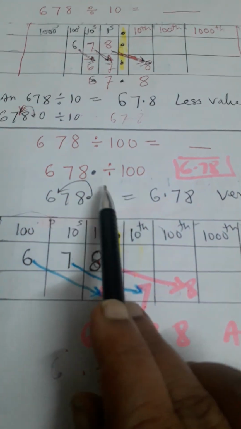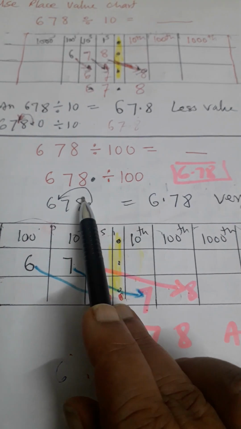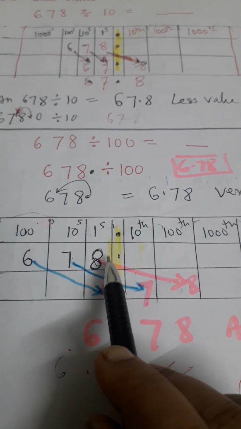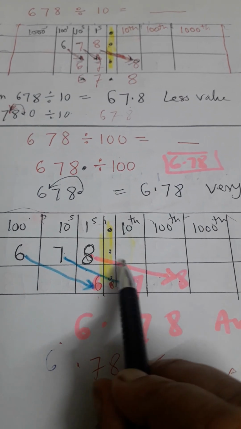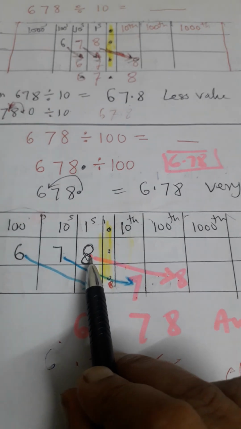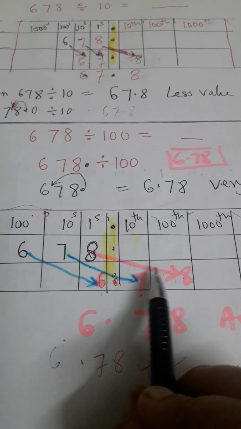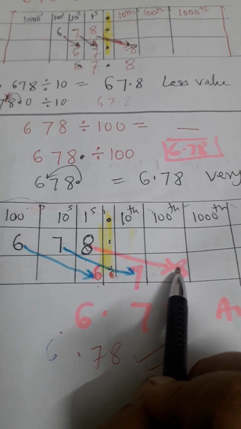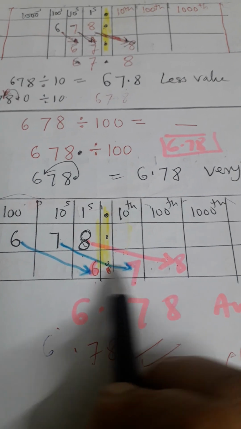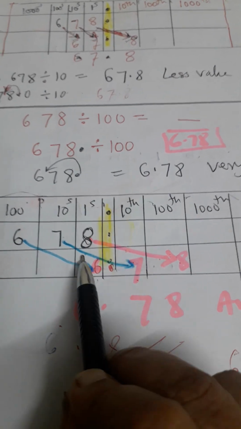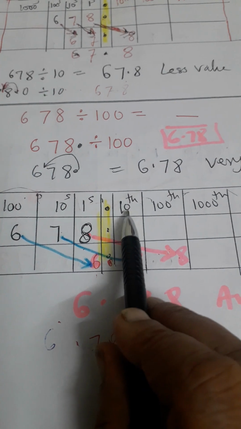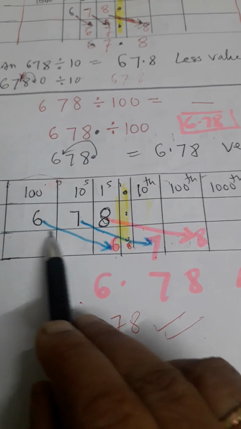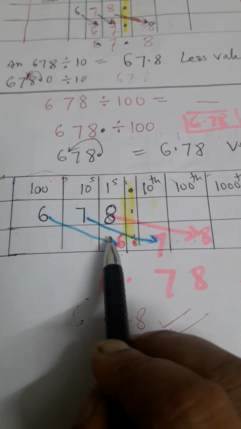See, 678 divided by 100. What did I do? I jumped 2 columns here, first column and second column. This 8 takes the position in the second column back. Okay, lower value. 7 will have a lower value. How many? 1 and 2. 2 columns lower. Here it is coming to the 10th place. Now 6 is also coming to the first column and second column.